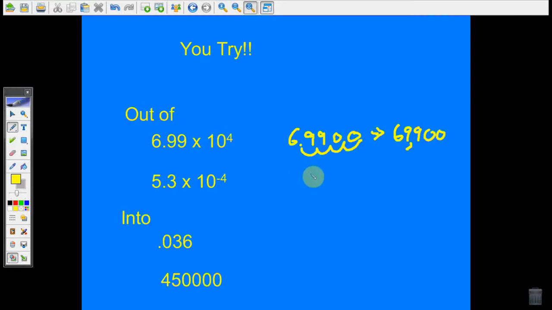Next problem, we have 5.3 times 10 to the negative 4th. Because it is negative, we are going to go to the left. 1, 2, 3, 4. This is where our decimal is going to be. 1, 2, 3. So we end up with the number 0.00053.